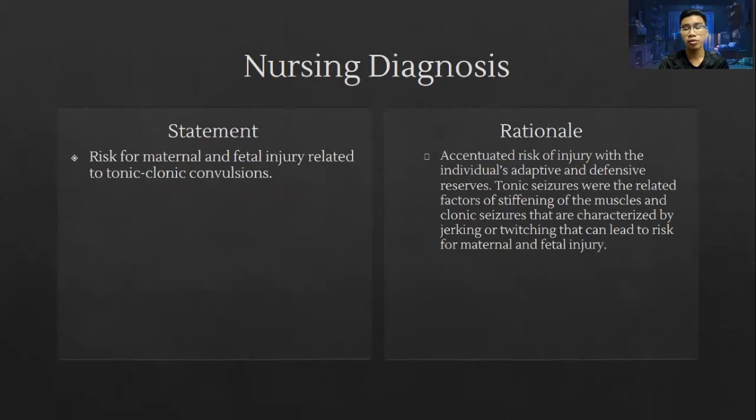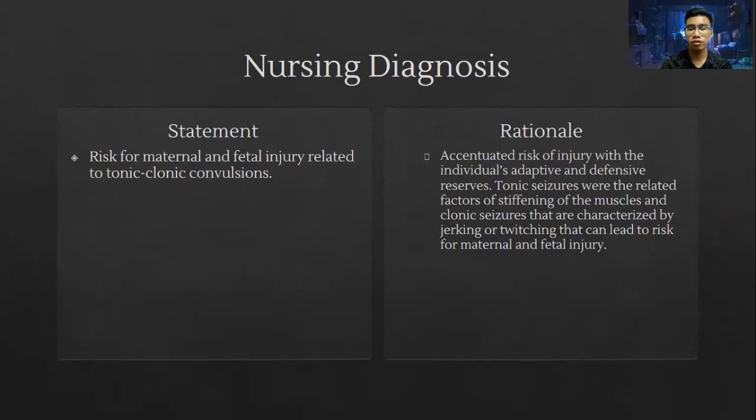And then for the nursing diagnosis, the statement is: risk for maternal and fetal injury related to tonic-clonic convulsion. Tonic and clonic convulsions are two different types of seizures, which will be further discussed in the rationale. For the rationale, accentuated risk of injury with the individual's adaptive and defensive reserves. Tonic seizures are related to stiffening of the muscles, and clonic seizures are characterized by jerking or twitching that can lead to risk for maternal and fetal injury.